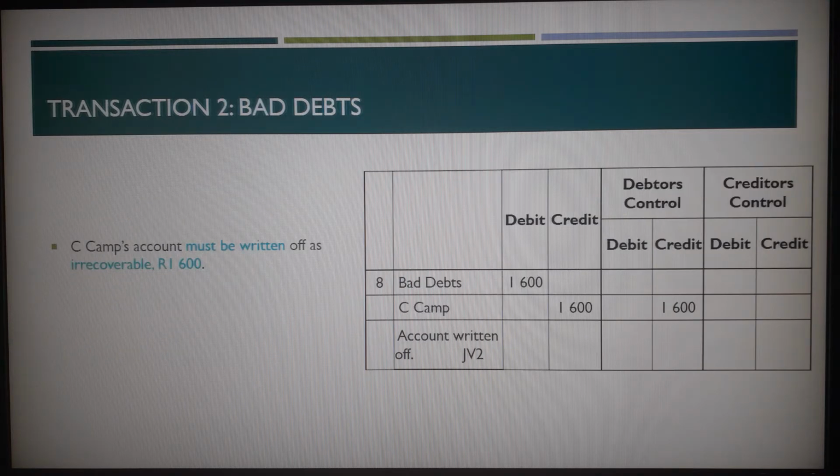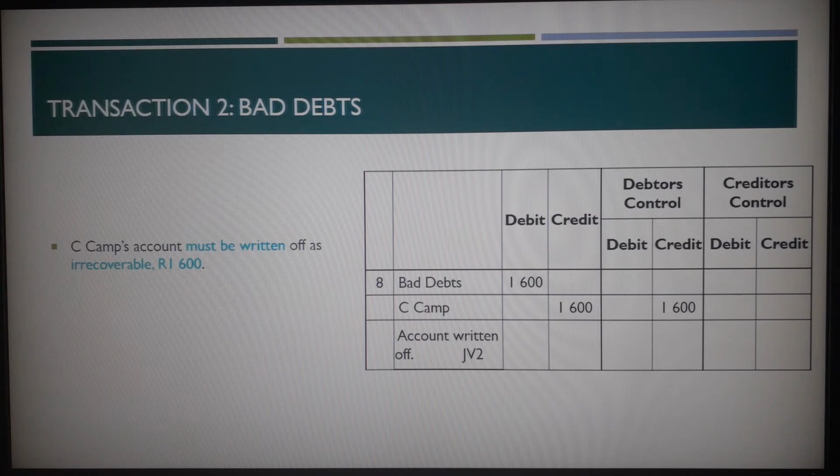Moving on to transaction 2, we looked at an example of bad debts. So the same debtor, we have now decided that we are going to write off his account. As it says, CCAM's account must be written off as irrecoverable for the entire amount that he owed. The entire amount that he owed was 1,600.